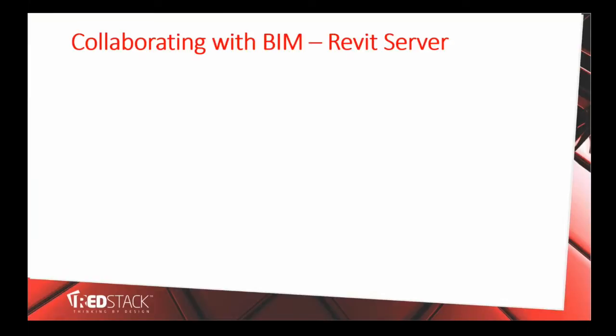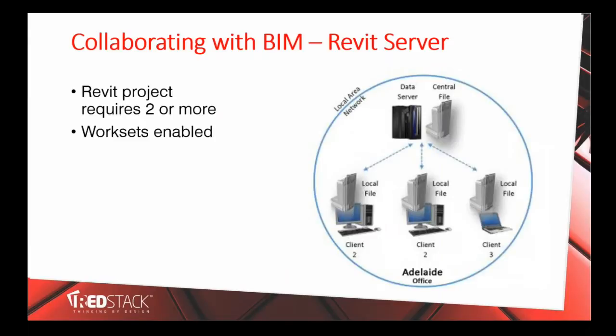At some point, when a project becomes too large for any one particular person, or you require two or more individuals on a team, you generally enable worksets in your Revit project. Once the workset project has been enabled, the project file, which we'll call the central file, is saved on our local data server within our own local area network, or LAN as we call it.